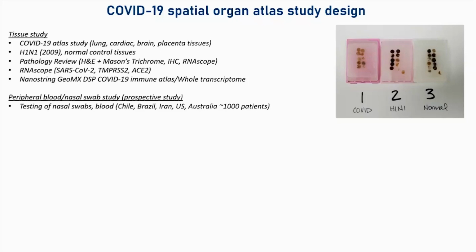So there were a number of really key collaborators that came on the project. We stained the tissues with Masson's trichrome for fibrosis, IHC for the spike, and RNAscope for the spike as well. And TMPRSS2 and ACE2. And at the time, we ran the NanoString GeoMx DSP COVID-19 Immune Atlas panel, which was built off their Cancer Atlas panel. But since then, we've also run the whole transcriptome over these samples.